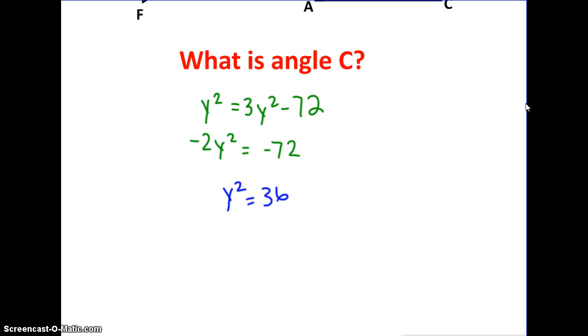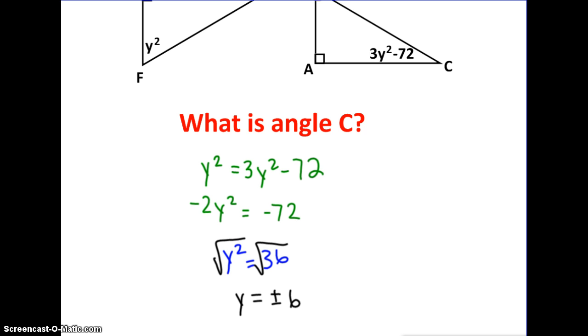Divide both sides by negative 2, and I get y squared equals 36. Now, how do you get the square off of the y? The opposite of that is square rooting. Okay, so y should be equal to plus or minus 6. Now, going back up here, okay, I need to plug it back in.